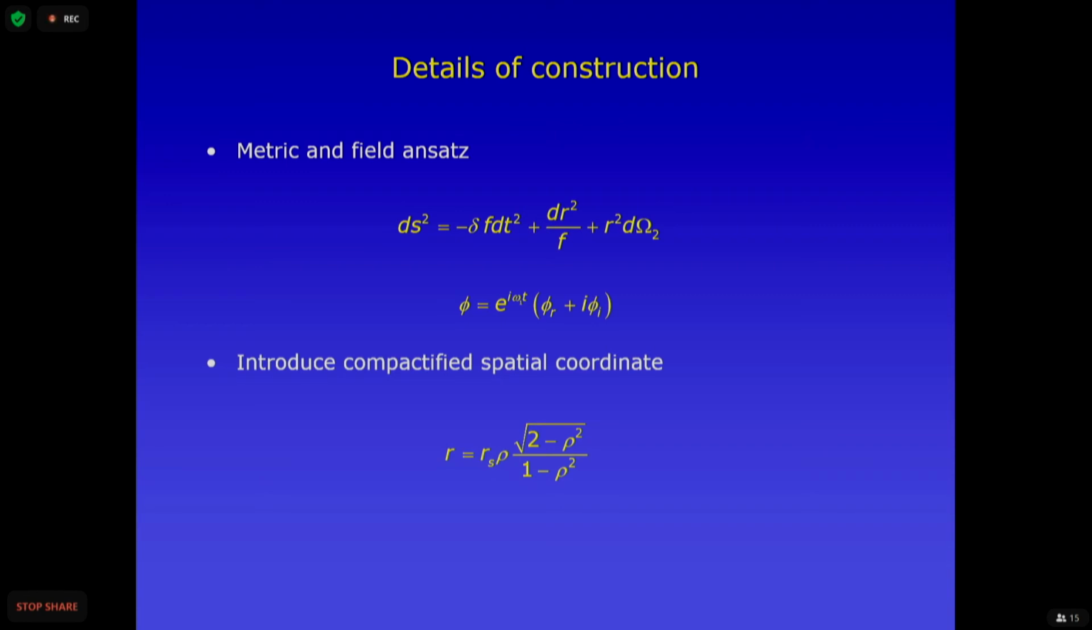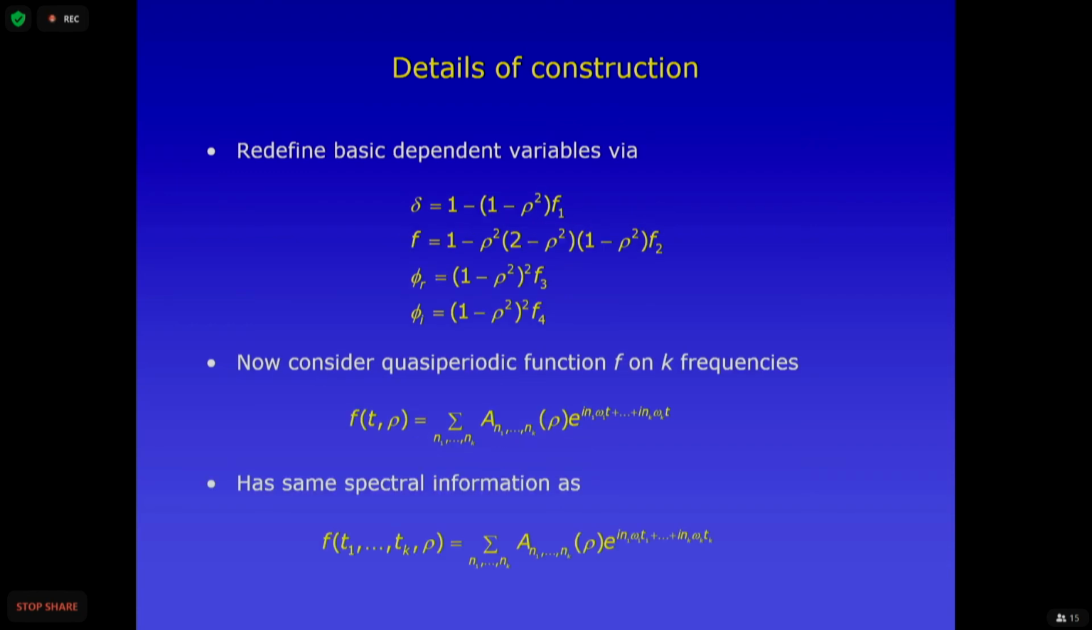We introduce a compactified spatial coordinate, which helps us do the calculations. So rho becomes our new spatial coordinate. And then we redefine the basic independent variables using this set of definitions: delta, f, phi plus and phi minus.